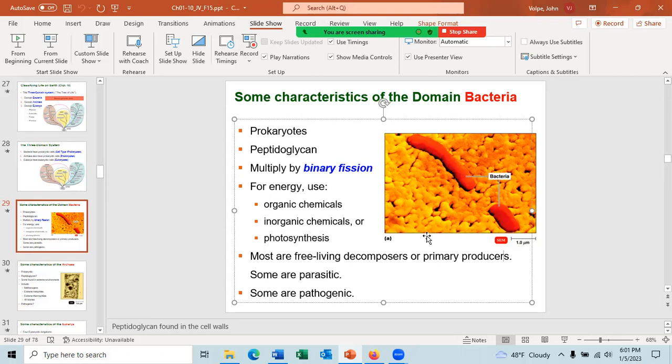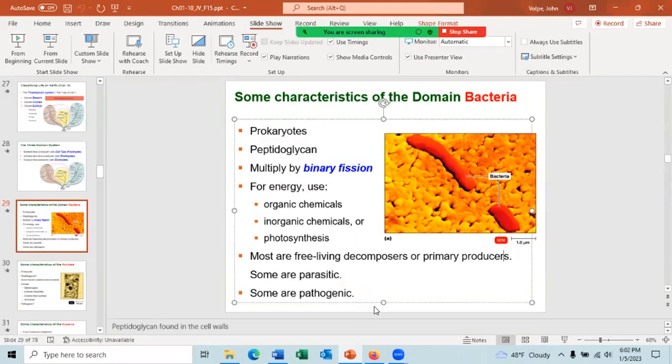Some of the domain bacteria are parasitic, meaning they live on and off of their host. And then some of the domain bacteria are pathogenic, meaning they are capable of causing disease. Any question about any of that?